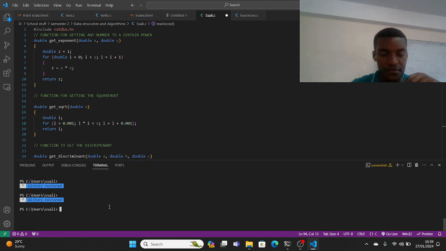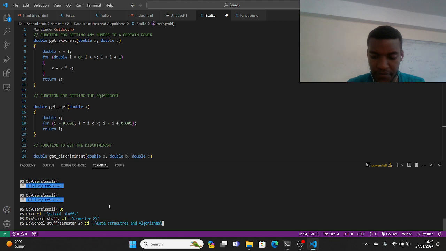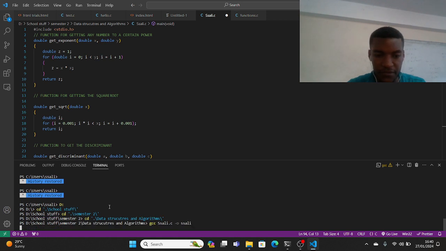First we have to switch to start. Okay, then we switch to data structures and algorithms. From here I have to compile my code, which is GCC. This is solid.c. Store it in an executable called solid. Then I can execute it.